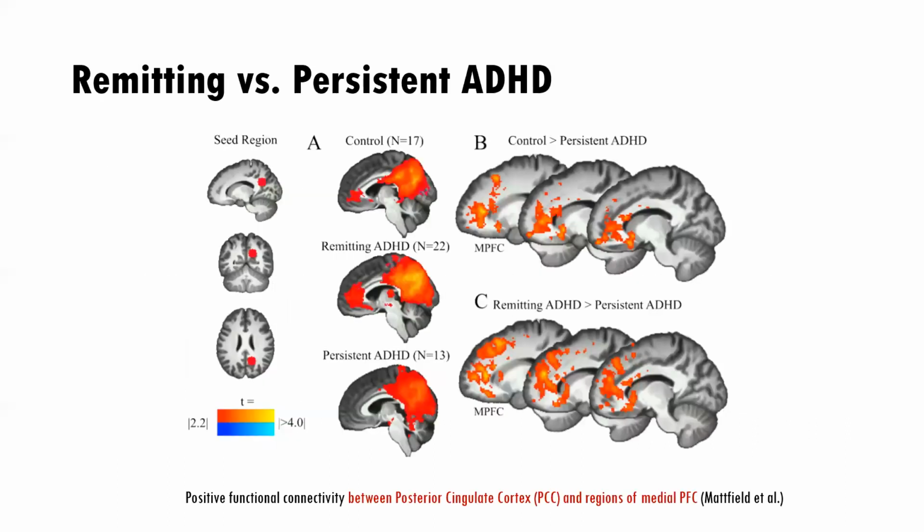Here's some information about remitting versus persistent ADHD. I mentioned that 50% of the time, believe it or not, ADHD remits in adulthood. The person loses that diagnosis. And the way to understand that, before we dig into this specific graphic, is to think about what we just said about how frontal lobe development lasts until the mid-20s.